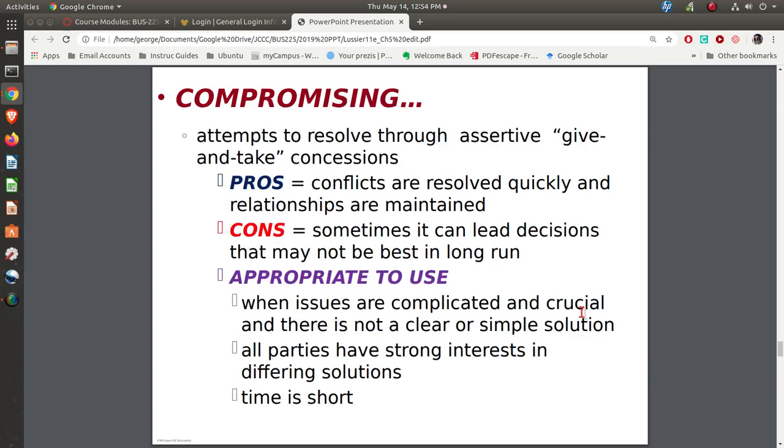Compromise is basically where everybody gives a little bit up. You can get things resolved more quickly, but you really may not have the best solution for the long run. It is appropriate to use when, first of all, the other person just doesn't want to play, so you might have to compromise. Maybe everybody has strong interests and maybe time is short, so everybody gives a little bit up.